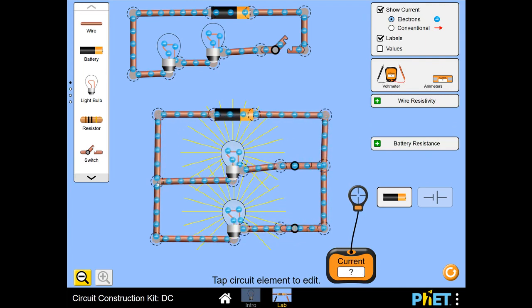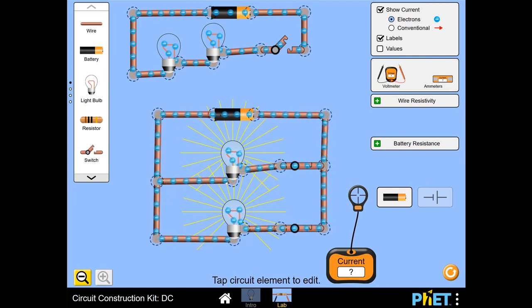But if you look closely at this point here, you should see the electrons are coming down, and in this junction, one electron goes to the right, the next one goes straight down. One goes to the right, one goes straight down. So what's happening here is the current is dividing up. Half of the current is going along this way. The other half of the current is going along this way.